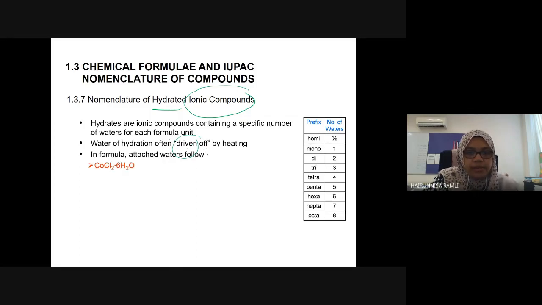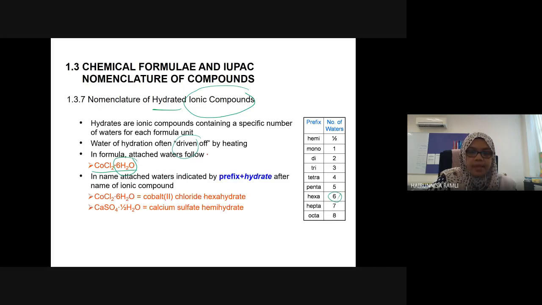For example, here we have CoCl2, this is cobalt 2 chloride. But now we have 6H2O. Again, dia macam combination, you put the name for ionic and also for the molecular compound. Because you have water, you have to put name with the prefix. We have 6, so 6 prefix the hexa. So the name will become cobalt 2 chloride hexahydrate. Ada 6.